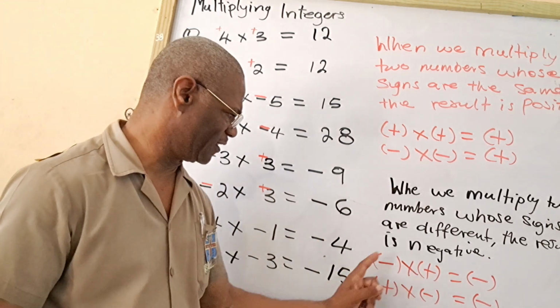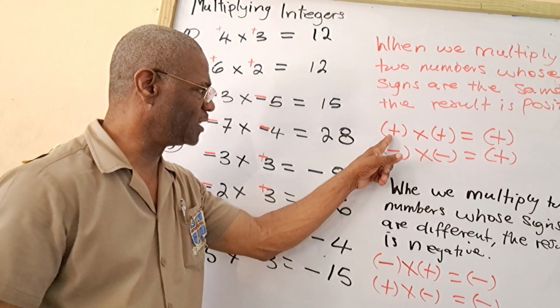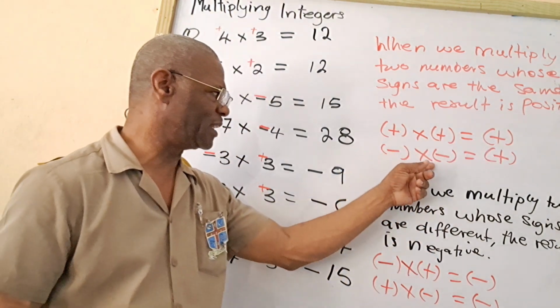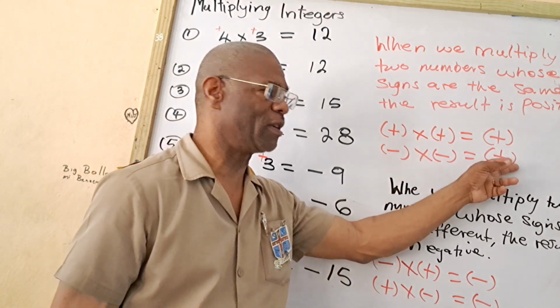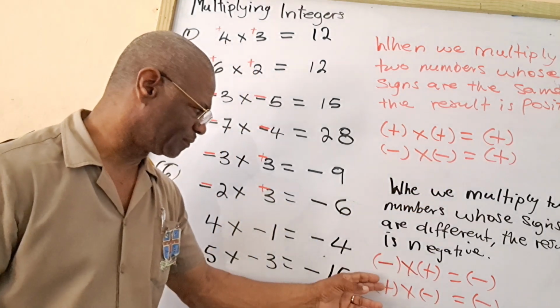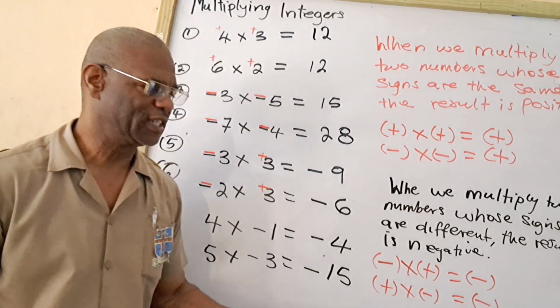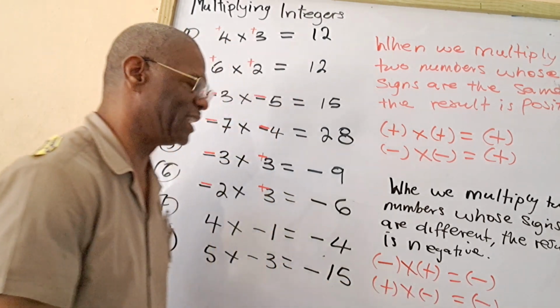And so these are the rules. A positive times a positive gives us a positive result. A negative number times a negative number gives us also a positive result. And once the signs are different when you're multiplying two numbers, then the result is going to be negative.